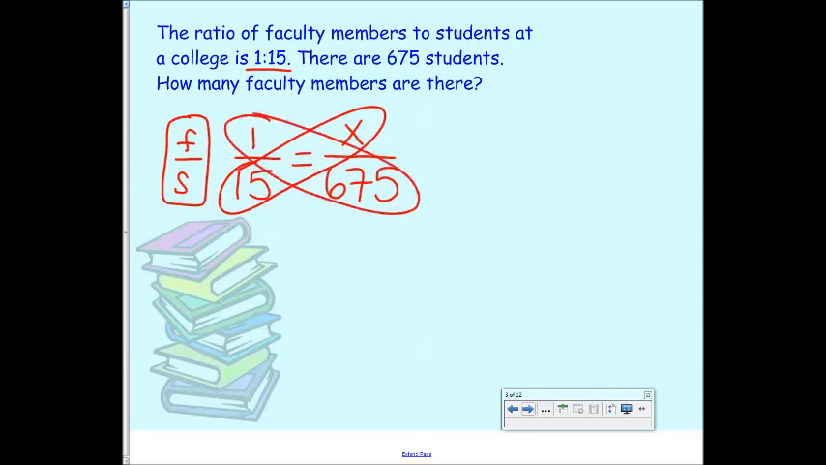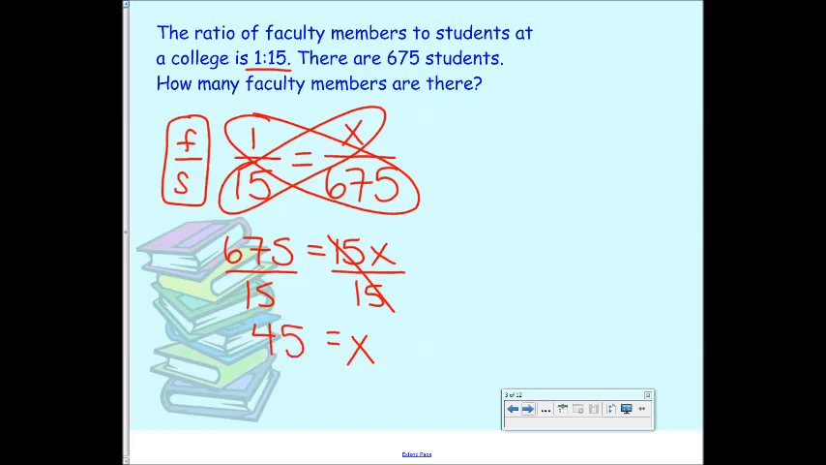So you multiply 1 times 675, which is what? Okay. And then you multiply 15 times x, which is what? 15x. And then how do you finish it? You divide. That's just what Yasmin said. So you're going to end up dividing by this denominator. Divide by 15 on this side and this side. What happens to it here? It goes away. So then you have x equals, and this is going to give us 45.